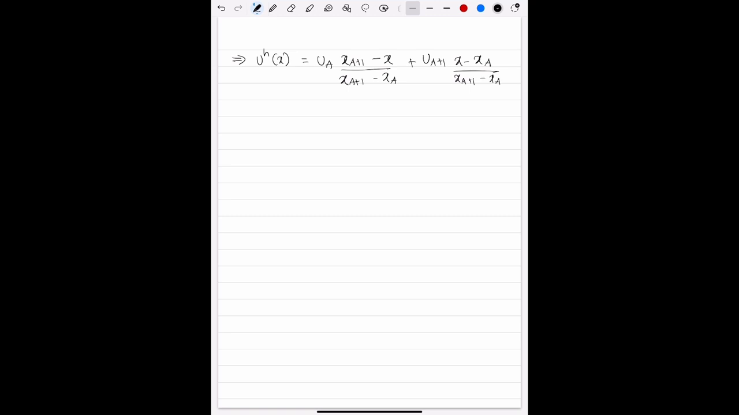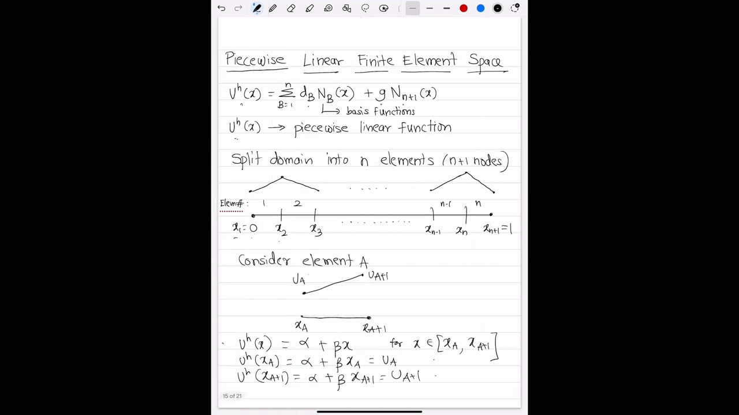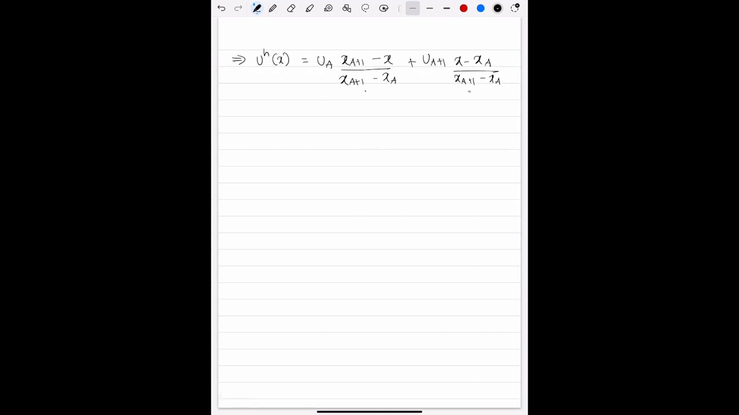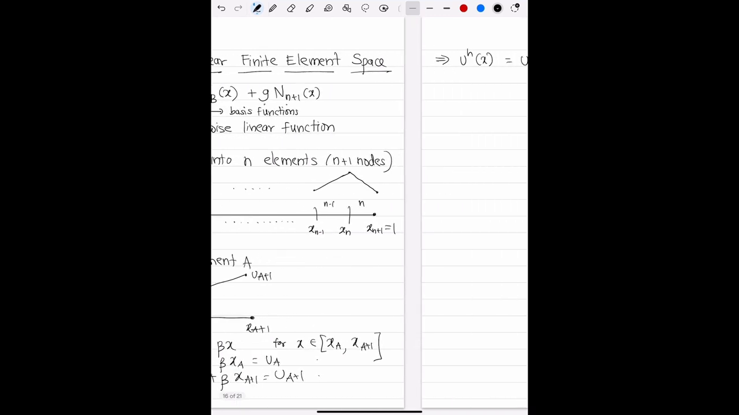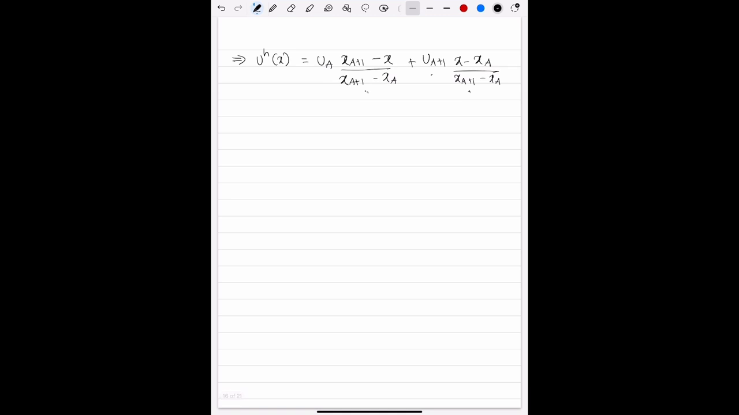As a quick sanity check, let's see if this expression looks right. At x equal to x_A, the second term will be 0 and the first term will be 1, so u_h(x) will be u_A, which is exactly what we assumed. Whereas at x equal to x_{A+1}, the first term will go to 0 and the second term will be 1, and so u_h(x) at x equal to x_{A+1} will be nothing but u_{A+1}, which is exactly what we had considered. So this is a correct expression for u_h(x) within this particular element.